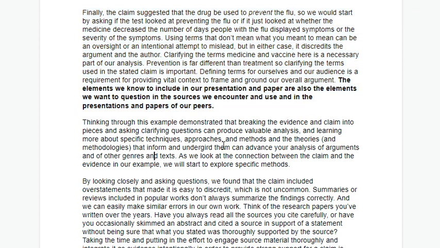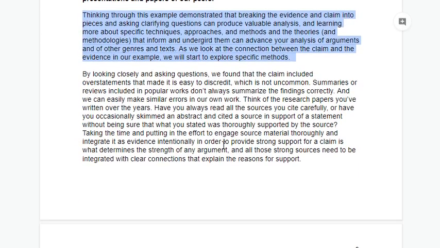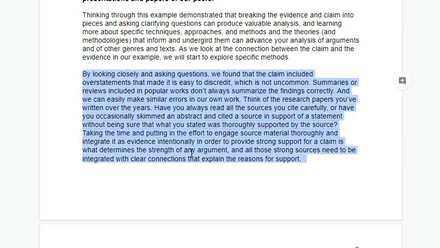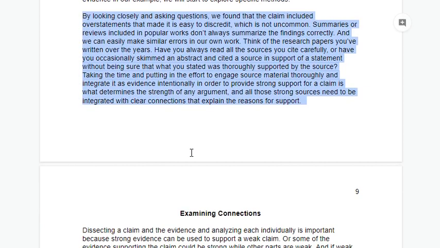Thinking through this example demonstrated that breaking the evidence and claim into pieces and asking clarifying questions can produce valuable analysis, and learning more about specific techniques, approaches, and methods, and the theories and methodologies that inform and undergird them can advance your analysis of arguments and other genres in text. As we look at the connection between the claim and the evidence in our example, we will start to explore specific methods. By looking closely and asking questions, we found that the claim included overstatements that made it easy to discredit, which is not uncommon.